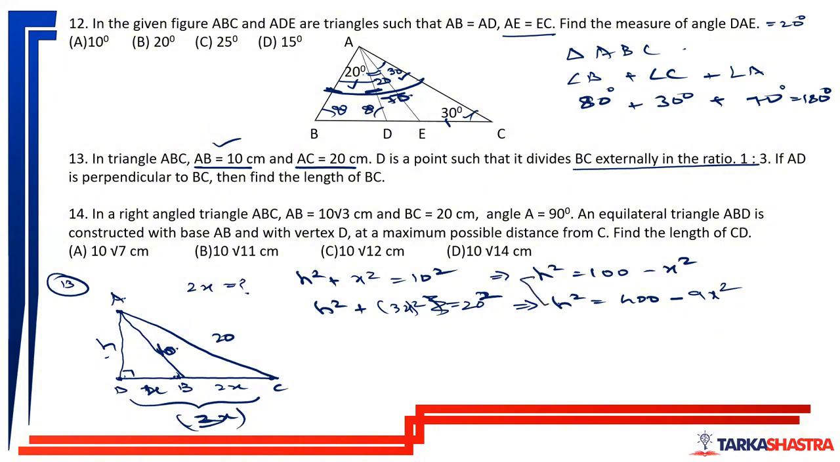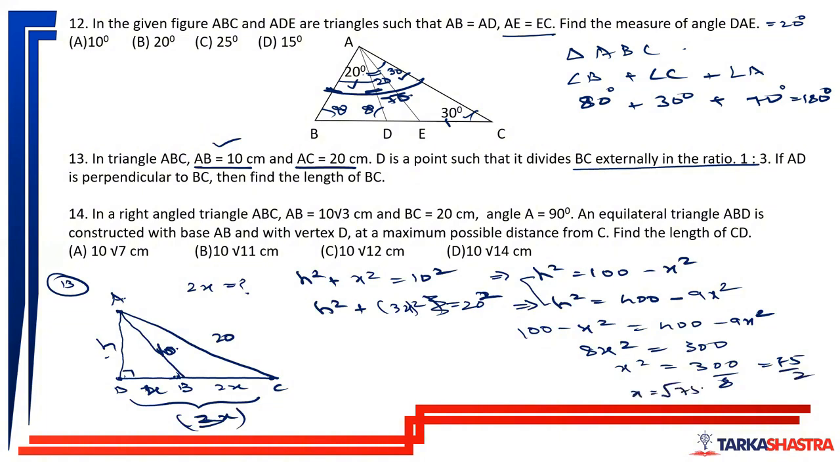Okay, so left hand sides are equal. Let us try to equate the right hand side. So 100 minus X square is equal to 400 minus 9X square. 9X square, if it goes here, will become 8X square. 100 if it comes here will become 300. X square is equal to 300 by 8. If we divide by 4, it will be 75 by 2. So X will be under root of 75 by 2. They are asking us to find out BC. BC is nothing but 2X. So BC is nothing but 2X, which is 2 into root 75 upon root 2.